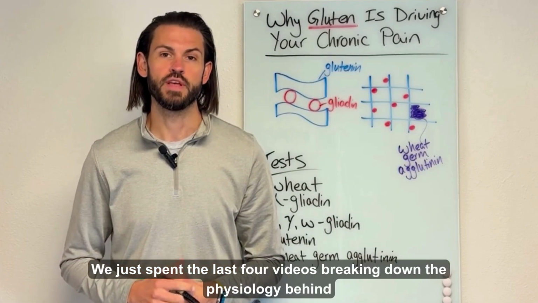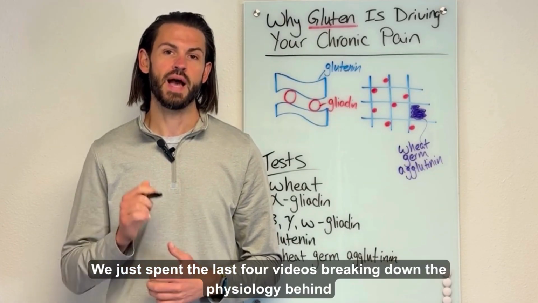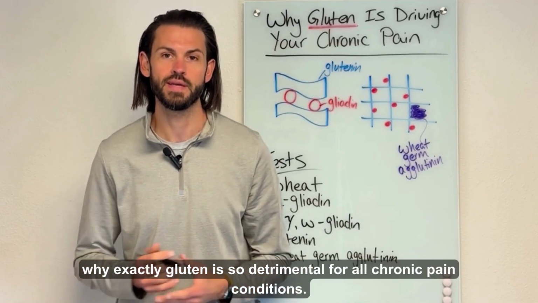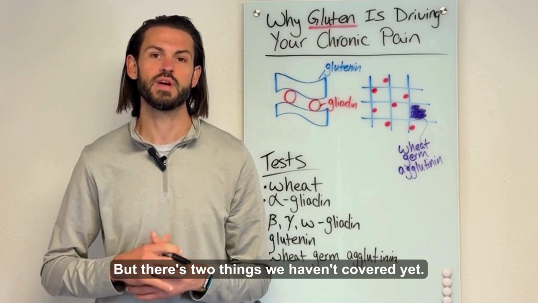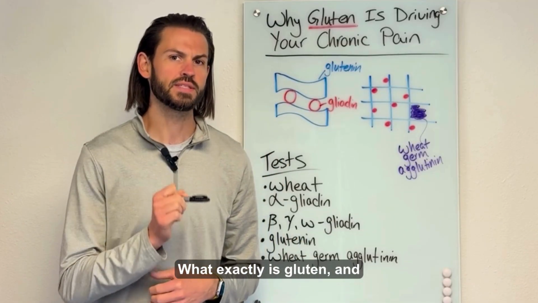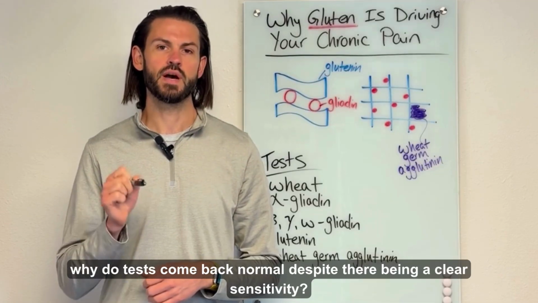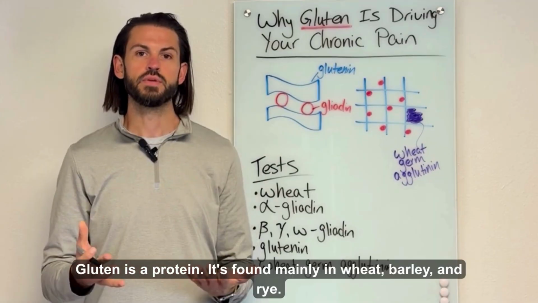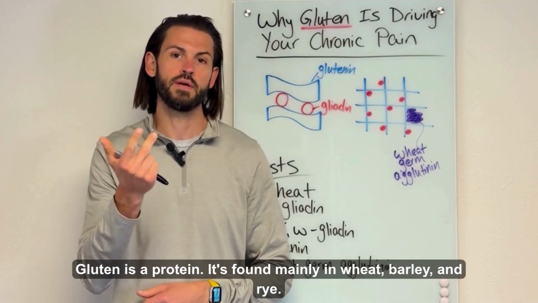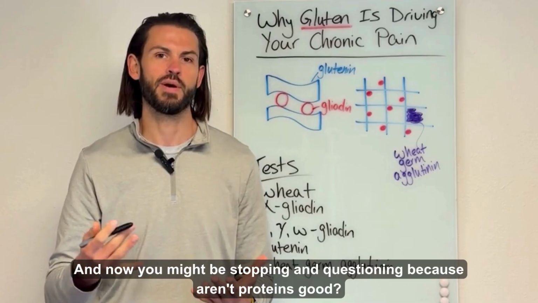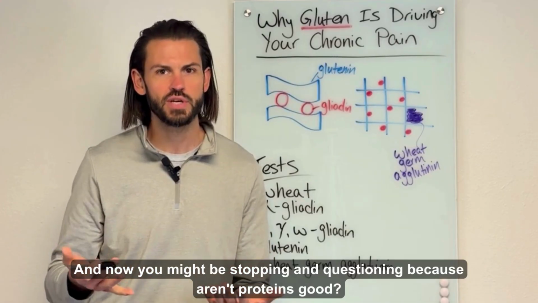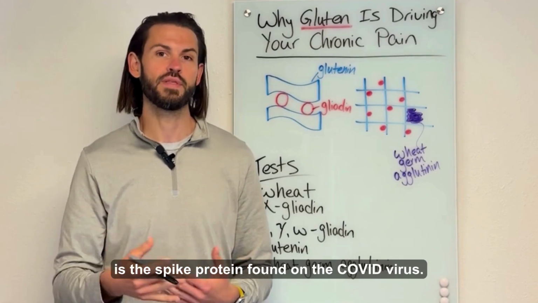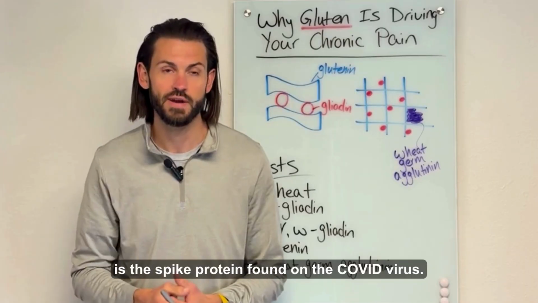We just spent the last 4 videos breaking down the physiology behind why exactly gluten is so detrimental for all chronic pain conditions. But there's 2 things we haven't covered yet. What exactly is gluten, and why do tests come back normal despite there being a clear sensitivity? Gluten is a protein. It's found mainly in wheat, barley, and rye. And now you might be stopping and questioning because aren't proteins good? Well, not all of them. Classic example that everyone by now is familiar with is the spike protein found on the COVID virus.